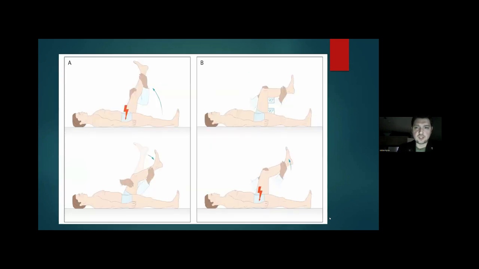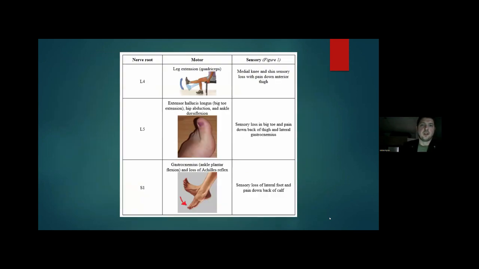These are the different techniques with which you can do it, and these signs are very important in your differential diagnosis prior to imaging. L4 usually makes problems in leg extension and quadriceps, and sensory problems with medial knee and shin sensory loss, with pain down the anterior thigh. L5 is the paresis of extensor hallucis longus, big toe extension, hip abduction, and ankle dorsiflexion, with sensory loss in the big toe and pain down the back of the thigh and lateral gastrocnemius. And S1 affects the gastrocnemius and ankle plantar flexion, with loss of the Achilles reflex, sensory loss of the lateral foot, and pain down the back of the calf.